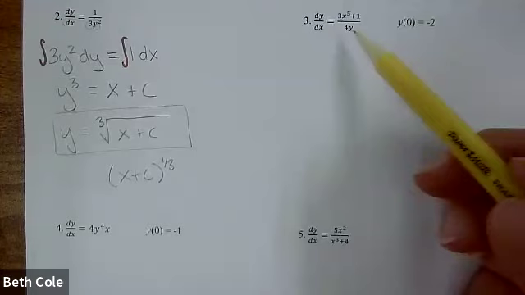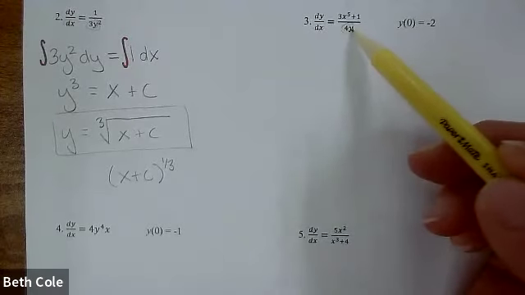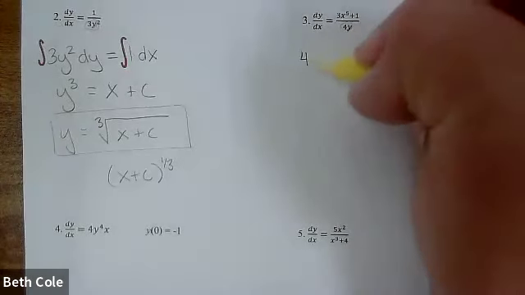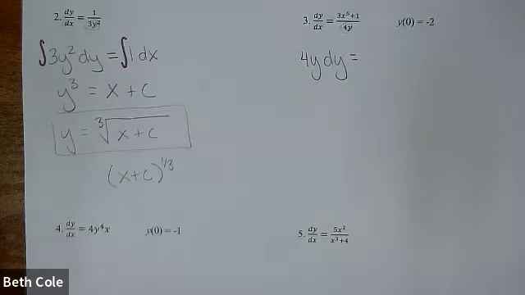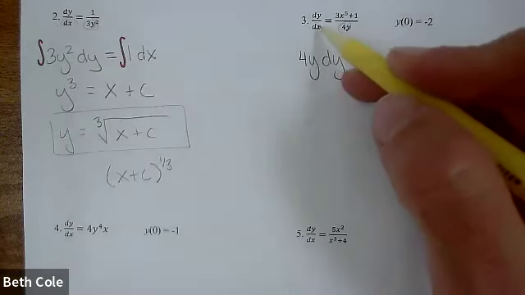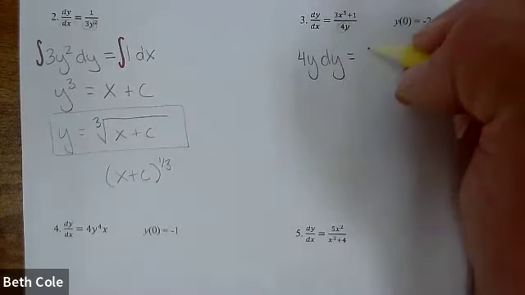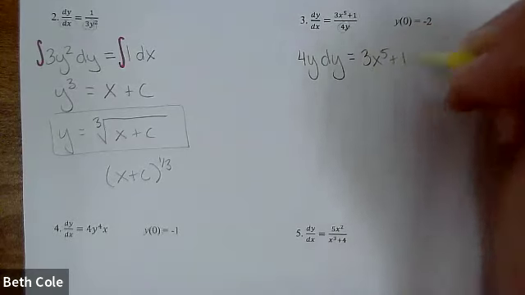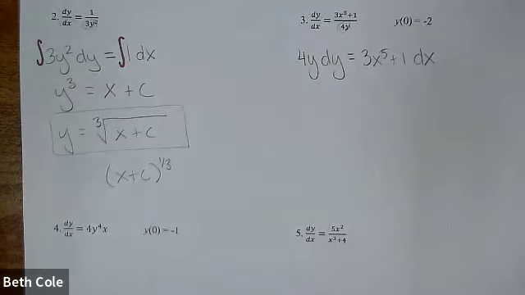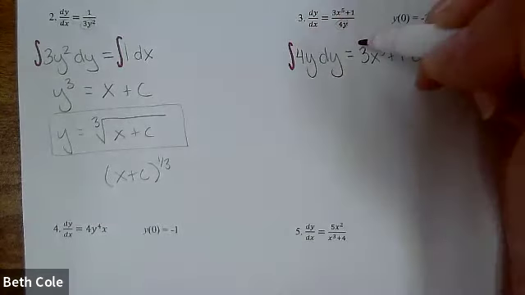All right, for this one, we're going to separate. I'm going to multiply the 4y to the left side. So we're going to have 4y dy equals, and then I'm going to multiply the dx to the right side. So 3x to the 5th plus 1 dx. So that is separating. And then we're going to integrate.